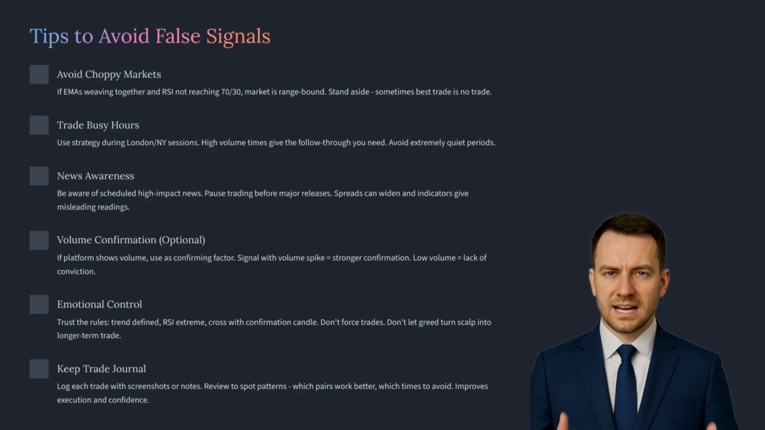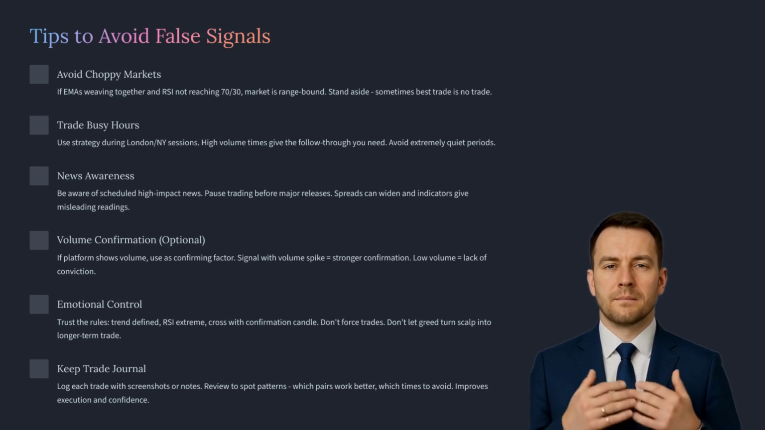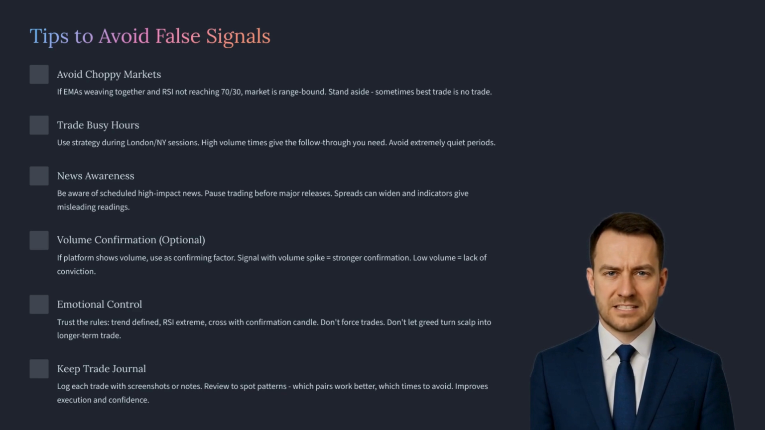Even with a solid setup, false signals can occur. Here are additional tips and filters to improve your success rate. Avoid choppy markets. This point cannot be stressed enough. If you notice the EMAs weaving together and the RSI not reaching 70 to 30 at all, the market is range-bound or choppy. Standing aside is the best move.